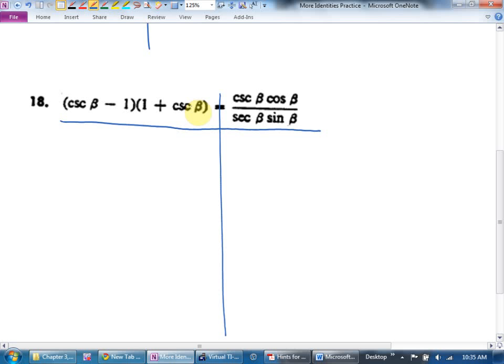This would be 1 over. No, this is not 1. This is 1 over sine minus 1. Hold your thought, and I'll come back to it, okay? Look up. Don't write this down. I don't see any zeros anywhere.